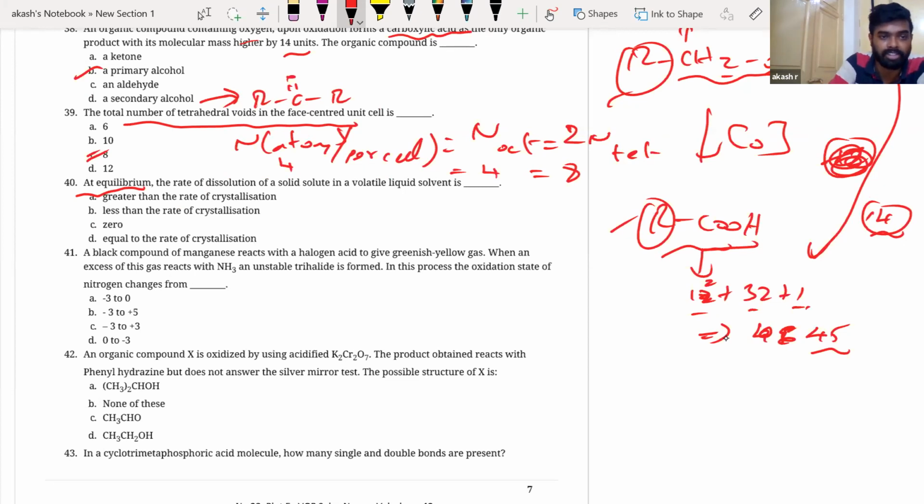Okay. Right. Next, a black compound of manganese, MnO2, directly. The only compound with black color for manganese is MnO2. It reacts with halogen acid to give a greenish yellow gas.